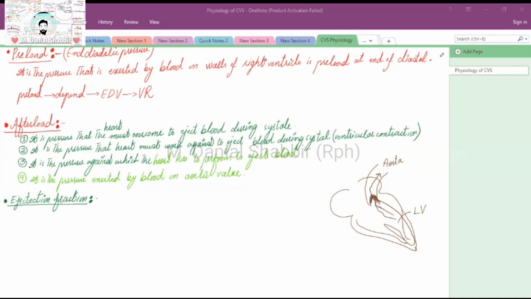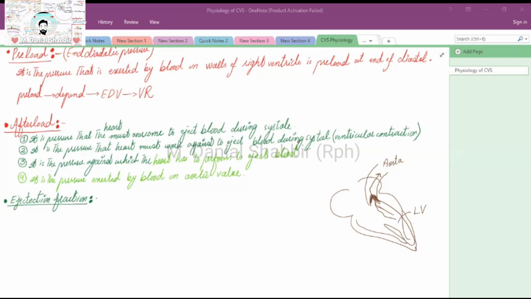तो डेफिनेटली अब आप लोग इस डेफिनेशन को देखो. इट इज द प्रेशर दैट हार्ट मस्ट ओवरकम टू इजेक्ट ब्लड ड्यूरिंग सिस्टोल. तो ये वो प्रेशर है जिसको ओवरकम करना होता है हार्ट ने टू इजेक्ट ब्लड ड्यूरिंग सिस्टोल, दैट इज आफ्टरलोड. और वो प्रेशर होता किधर है? aorta के अंदर. It is the pressure that heart must work against to eject blood during systole.